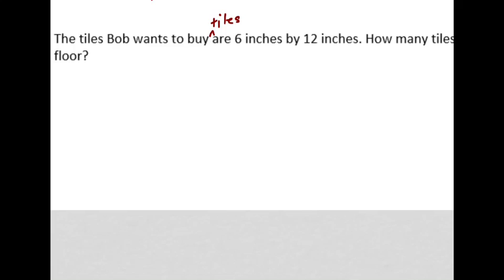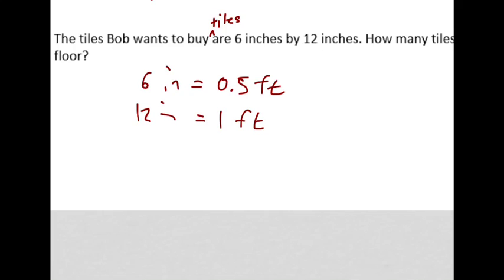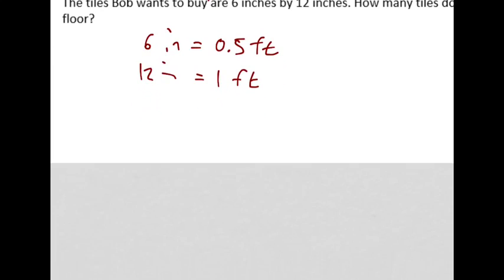That should be pretty easy. 6 inches is how many feet? Half a foot. So 6 inches is 0.5 feet. How do you know though? Because I know that 12 inches is 1 foot, so half of the inches will be half of a foot. And then 12 inches is obviously 1 foot. We're going to take that and find the area of the tile in feet squared this time.